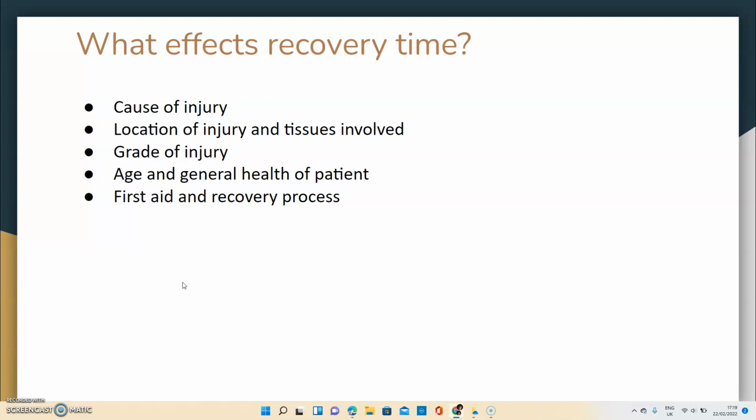The final thing that can affect recovery time is the first aid recovery process of an athlete. Having a much better recovery process within the correct routines will also affect the recovery time. For example, an athlete who has specific members of staff and specific routines in place will recover much faster as their body will be getting what they need.